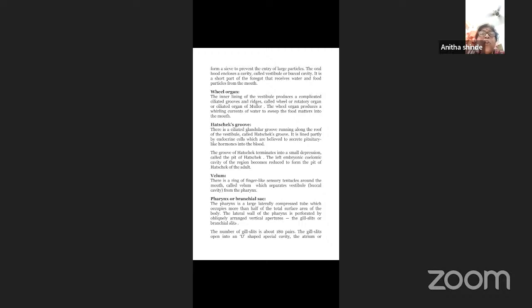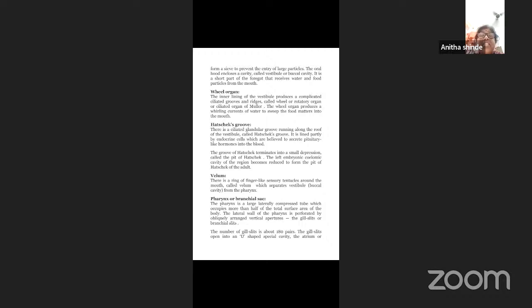Then the oral hood will enclose a cavity which is called the vestibule or the buccal cavity. Now, this buccal cavity is a short part of the foregut. It will receive the water as well as the food particles from the mouth. So first we can say the first part is the mouth, followed by the oral hood and the buccal cavity. Then apart from this, you also have a velar organ. Now we'll see what the velar organ is.